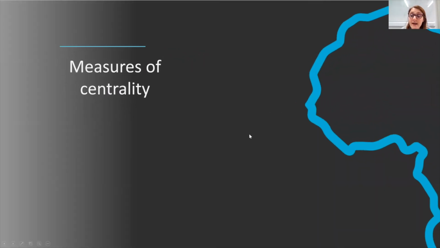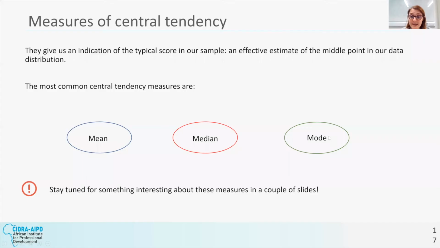We're now going to see the first group of measures that we can use to describe our data distribution, the measures of centrality or of central tendency. So what do exactly these measures of central tendency do? They give us an indication of the typical value in our data, which is an effective estimate of the middle point of our distribution. The most well-known measures of central tendency are mean, median, and mode. In a couple of slides, we're going to see how they work together and in which cases we should prefer one instead of the other.